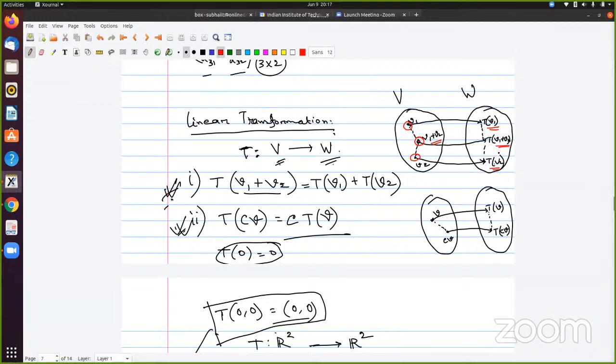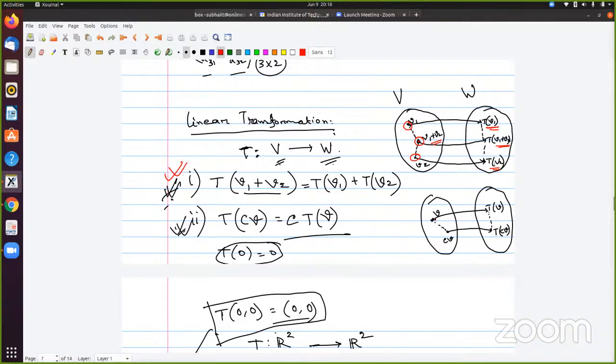Now there has to be some relation between these three elements, because on this side, if we add V1 and V2, we get the third one. So here also we want some relation between these three vectors in W. So what is the relation we need to respect the addition? Basically, if we add TV1 and TV2, we should get T of (V1 plus V2). That is the ideal situation we want. That's why the first condition arises.